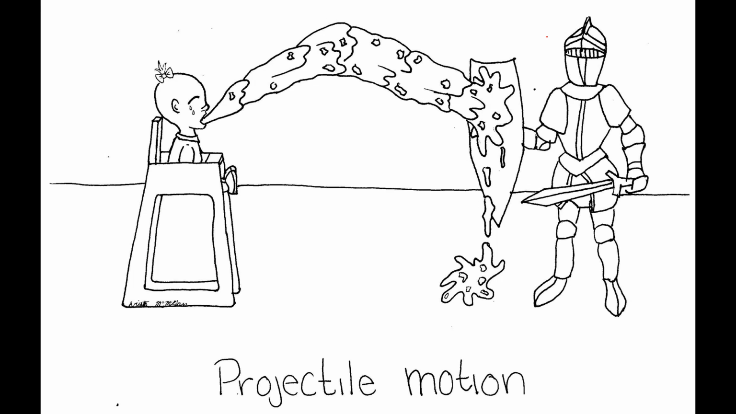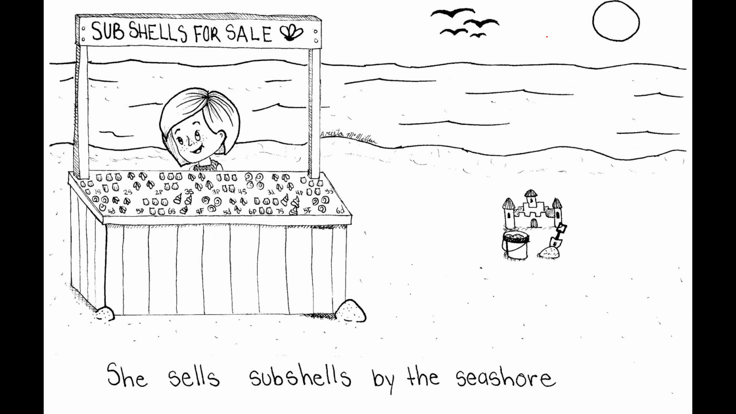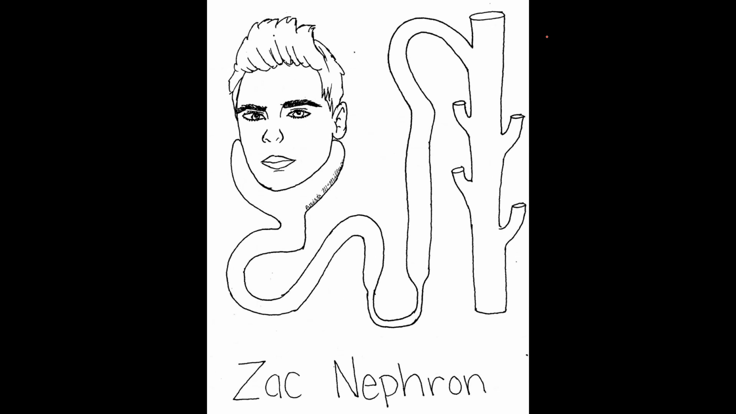Projectile motion, we just show some projectile vomiting, and I've been there, okay, as a parent. She sells subshells by the seashore. This is a real good one there. So the kid is selling some subshells by the seashore. And I think this is our last one, which I just threw in. It's more biology, but maybe some of you have to teach biology sometime. So instead of a nephron, we have Zac Efron, who's a famous actor, starred at first in High School Musical.